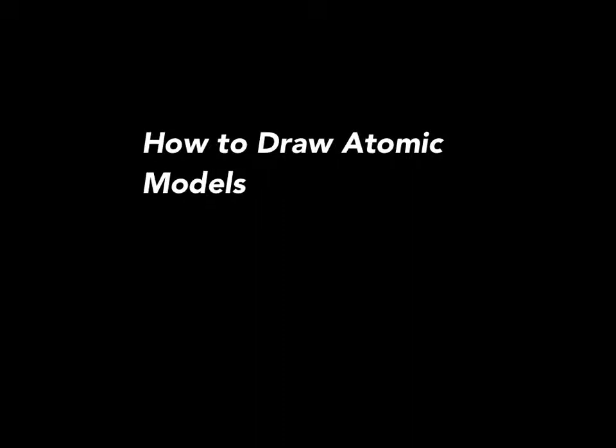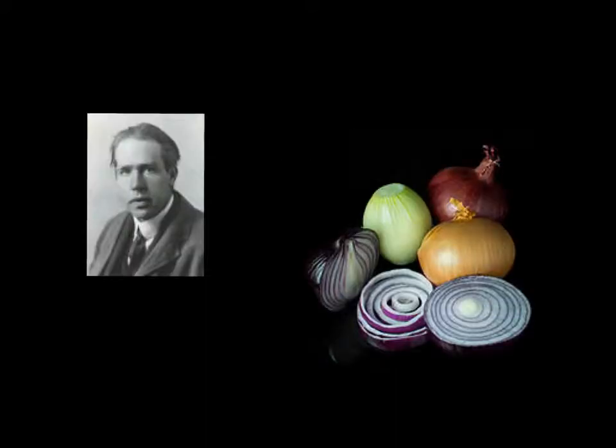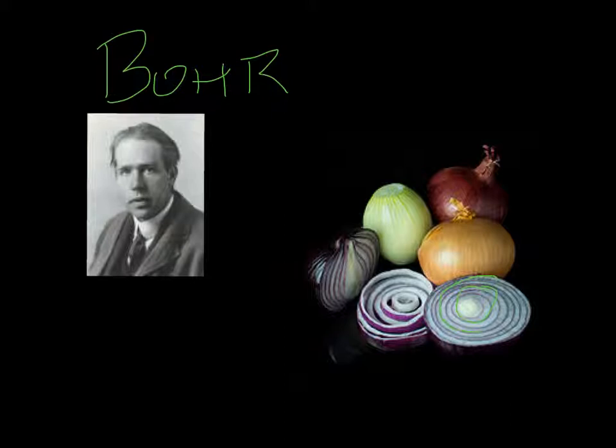In this lesson, we are going to learn how to draw atomic models. We need to remember that when we draw atomic models, what we're really drawing is what's known as Bohr models, named after Niels Bohr. And they're called Bohr models because they kind of follow his onion model pattern with different shells or rings. So it kind of looks like an onion, especially this one that's cut in half.